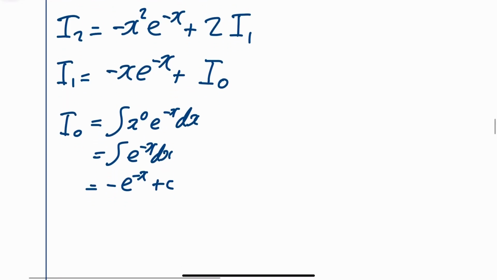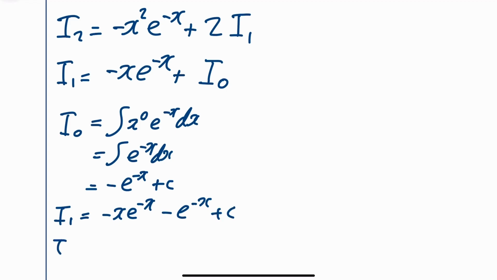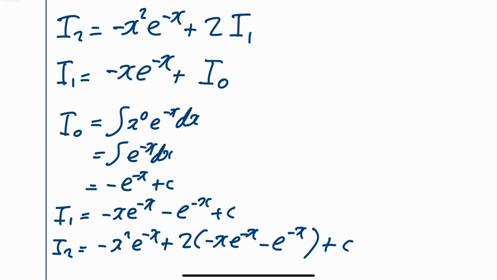Right, what I'm going to do is build up backwards then. So I'm going to build back up to my I3. So I'm going to work out what my I1 is first of all. So my I1 then would be minus x e to the minus x plus my I0. And my I0 was minus e to the minus x, and then plus my c. My I2 then is going to be minus x squared e to the minus x plus 2 lots of that, minus x e to the minus x minus e to the minus x, and then leave your c outside again.